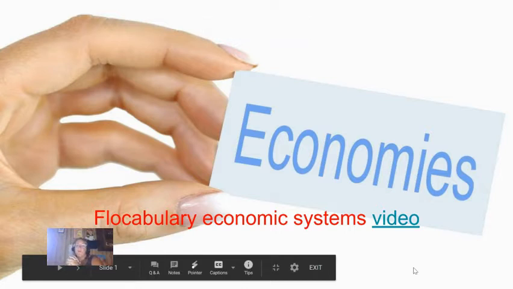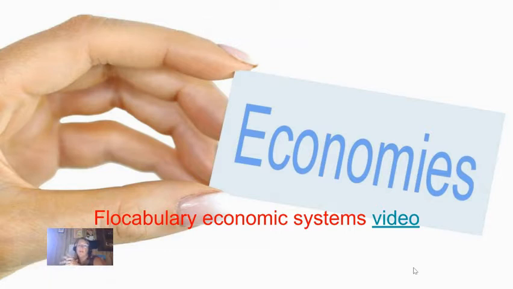So hopefully you know a little bit about economies. The basic question that economic systems ask is how do we get what we need and want? In our economy, the United States of America, we get what we need and want with money. Show me the money. We have to work for money.